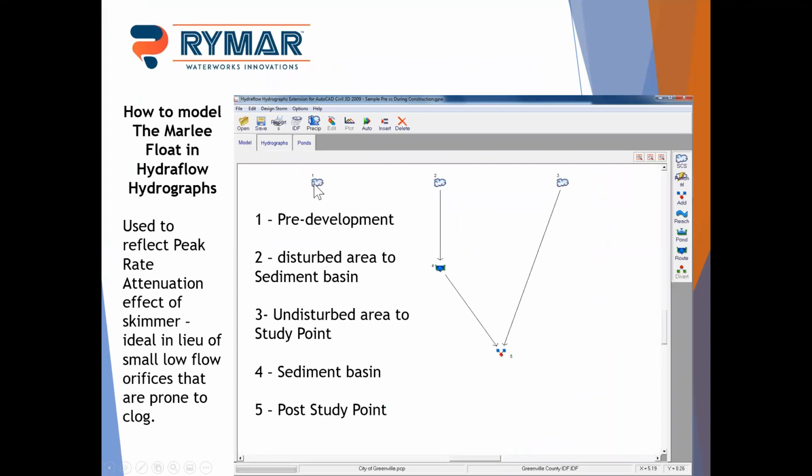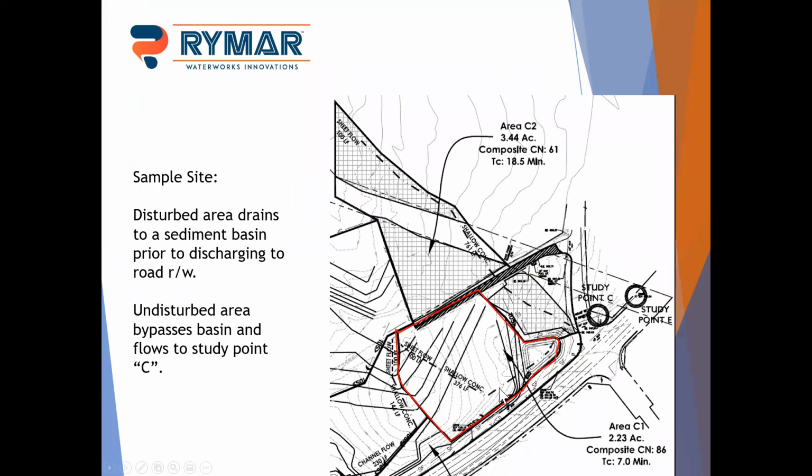This is about a 5-acre site. We had a pre-development watershed, and then a post-developed disturbed area going to a sediment basin, and then the rest of that area going to our study point. This is the site plan. Just over 5 acres, almost 6 acres total. About 2 1/4 acres is being disturbed, going to a small sediment basin, and the other area is undisturbed, going to the study point over here.